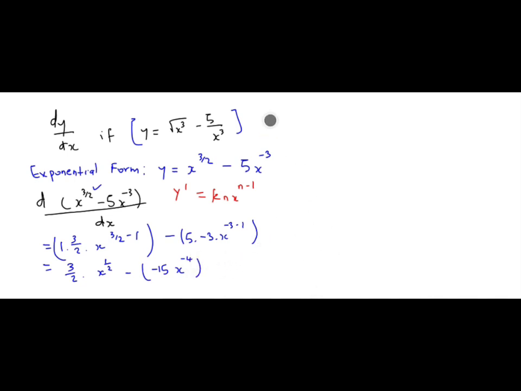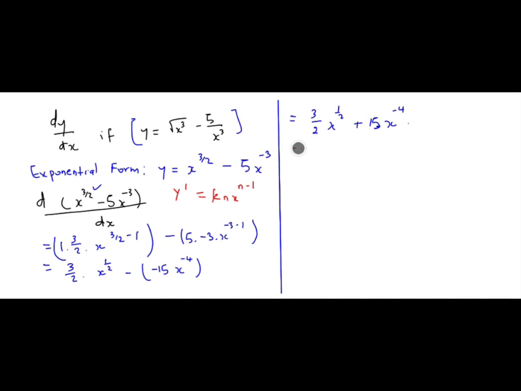Let me just continue on this side. So the solution becomes 3 over 2 x power half plus 15 x power minus 4. Now if you want, you could leave it this way, but I like to take things a little further. And so what I do rather is I will have everything in either root form, and if I have a negative exponent, I'll try my best to change that to a positive exponent.